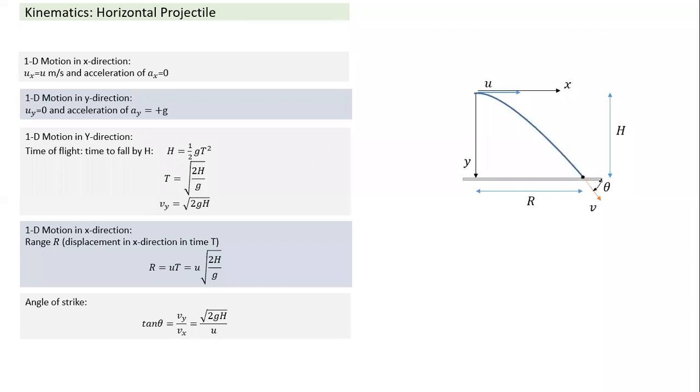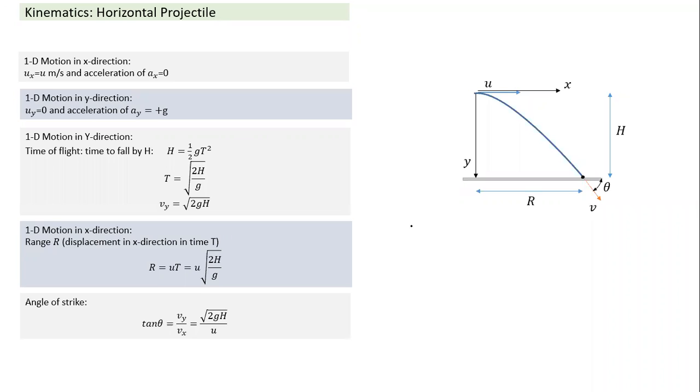And the angle at which it hits the surface: what is the velocity angle once it has fallen from height h? The angle also we can easily find out. Tangent of the angle with the horizontal is equal to Vy by Vx, which is root 2gh by u. So these are the three simple parameters, practically nothing new. And in terms of formulas, I don't think any formula needs to be memorized. We can find the time of flight if we keep this simple logic in mind.